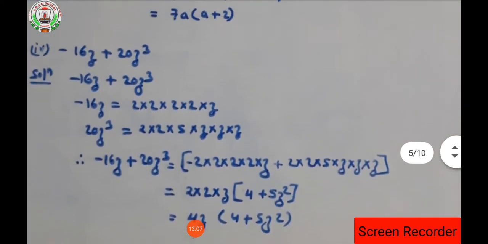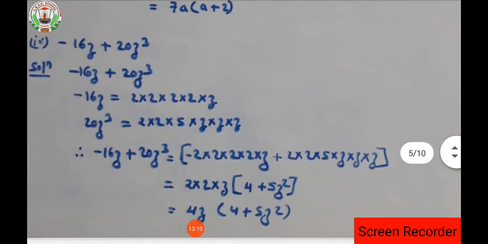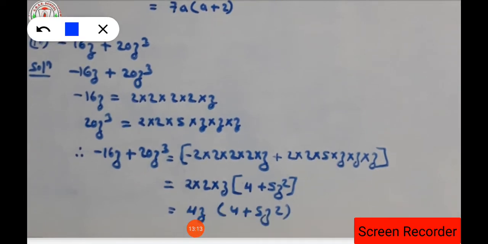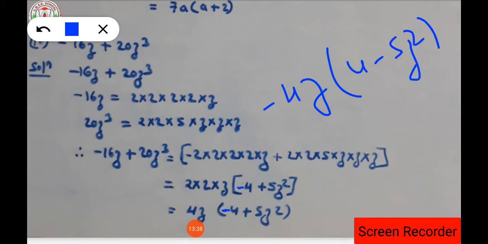Students, here the minus sign is there, isn't it? So that minus sign will come in the answer. I did not write it, so keep it in mind that you have to write the minus sign. Here the minus sign will come with the 4, so it will be written as 4z into minus 4 plus 5z square. That can also be written. Suppose the minus sign is taken out, it will be minus 4z into 4 minus 5z square. This answer is also correct and this answer is also correct, but in this answer you have to put the minus sign with 4. Clear?